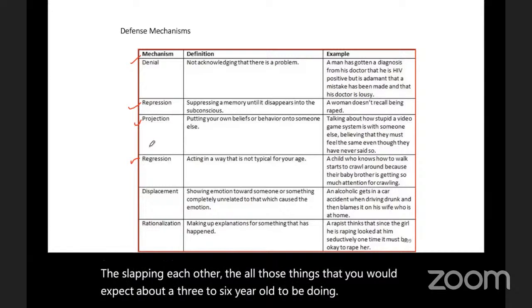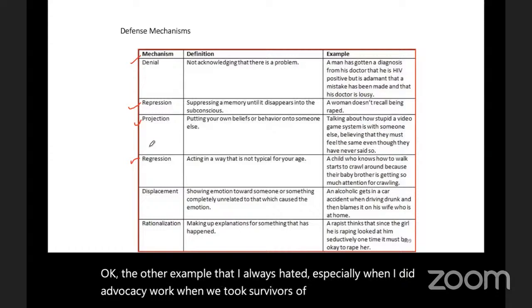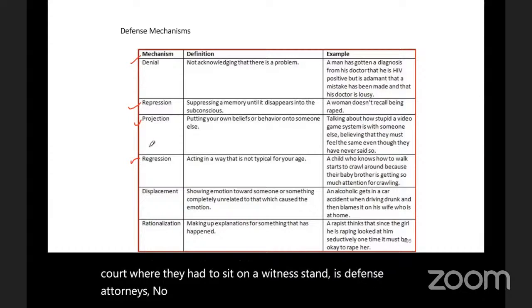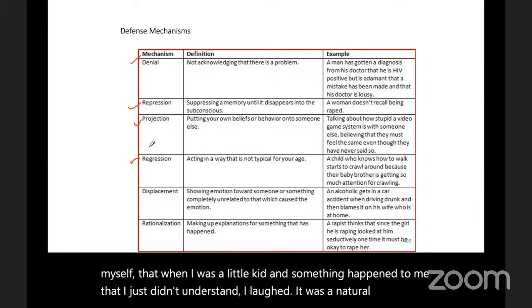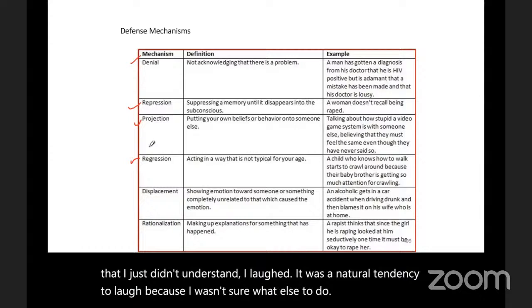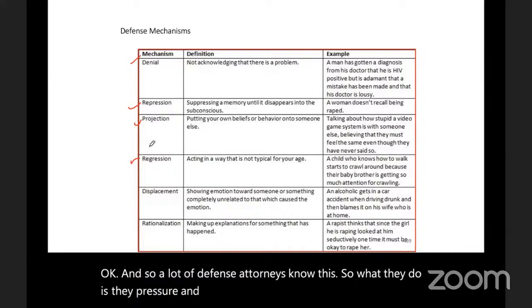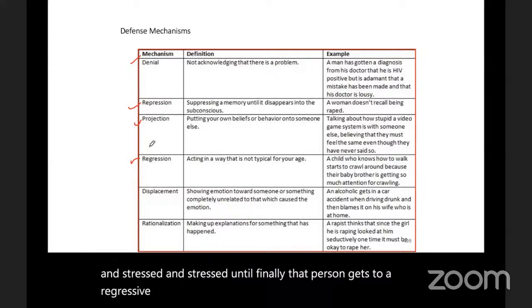Okay. The other example that I always hated, especially when I did advocacy work, when we took survivors of abuse to court where they had to sit on a witness stand, is that defense attorneys know regression very well. I don't know about you guys, but I know a lot of people, including myself, that when I was a little kid and something happened to me that I just didn't understand, I laughed. It was a natural tendency to laugh because I wasn't sure what else to do. And a lot of defense attorneys know this. So what they do is they pressure and pressure that witness and get them stressed and stressed until finally that person gets to a regressive state where maybe they laugh, because they weren't sure how to respond.